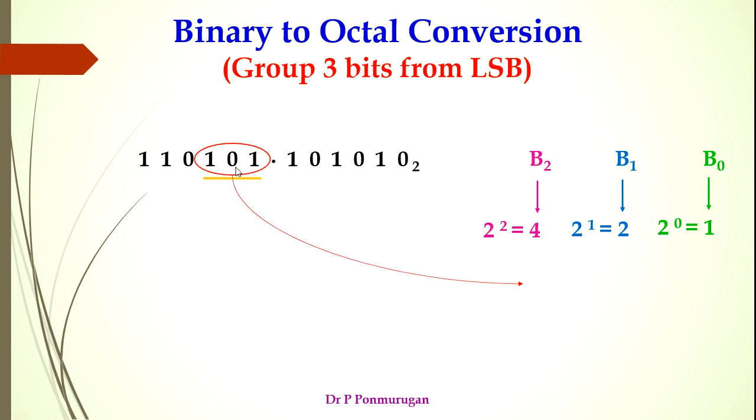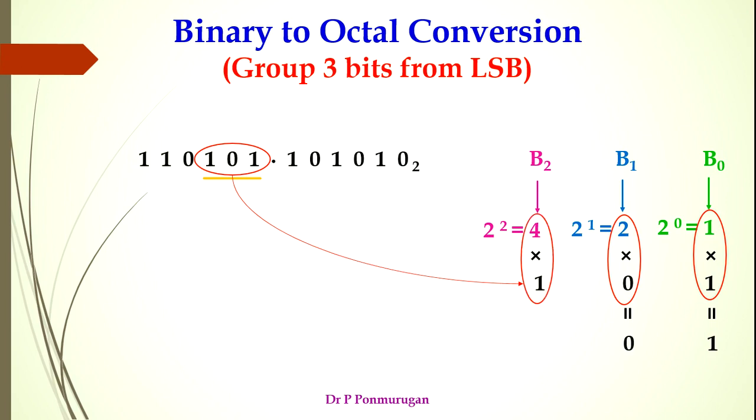So taking this number, we multiply it with the positional values, and the equivalent values will be: here it is 1, and here it is 2 into 0 is 0, and here it is 4 into 1 is 4. So the sum of these 3 values will be 5, and this is the equivalent octal value of this group of bits.